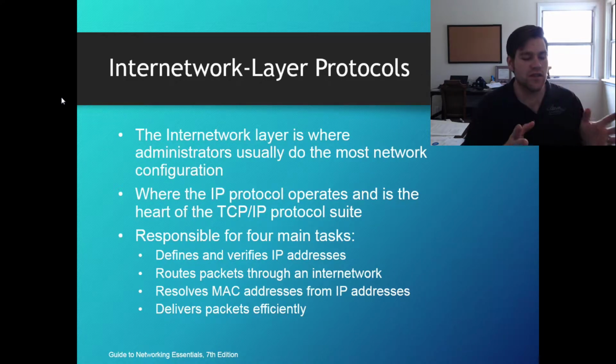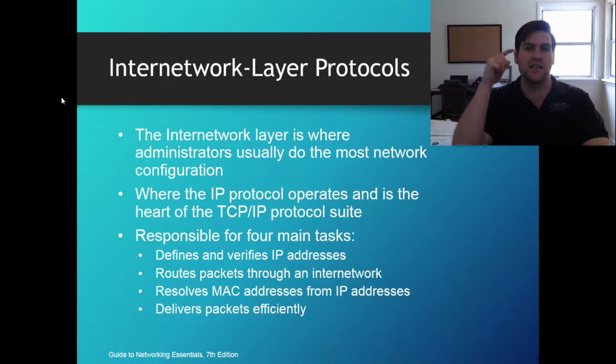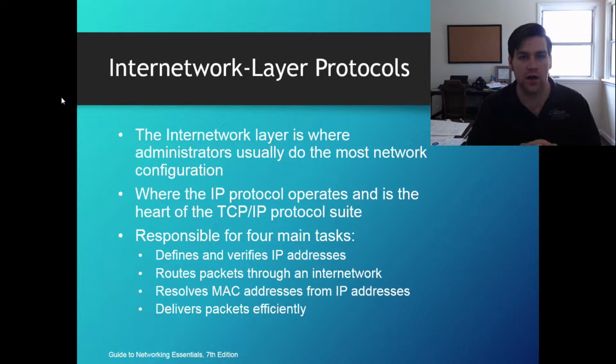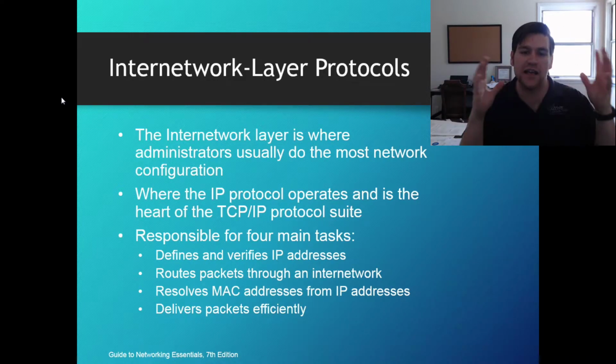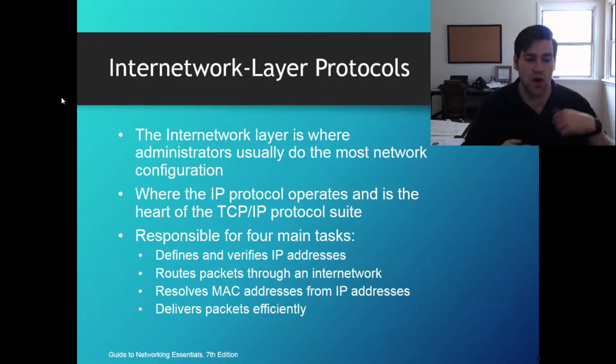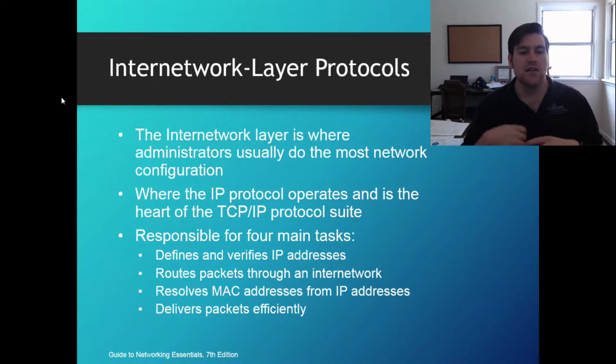It's also the layer that is responsible for routing packets. So this is where routers actually function. In other words, getting packets from one network to another down the line until it gets to its ultimate destination network, because we know an internetwork is actually just a collection of multiple networks. This is also the layer in which ARP occurs. That's where MAC addresses are resolved for IP addresses, and efficient packet delivery, which has to do with how packets are routed. It's looking for the most efficient routing method. So let's look at these tasks in a little bit more detail.